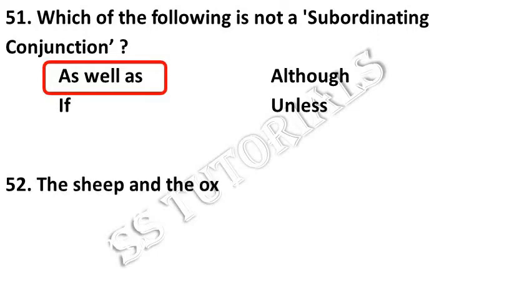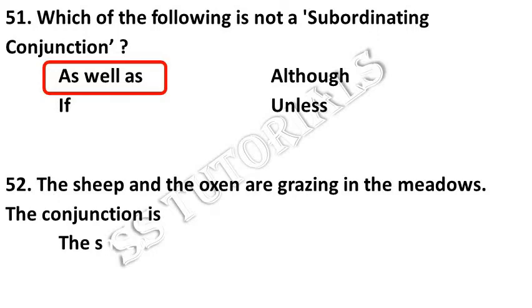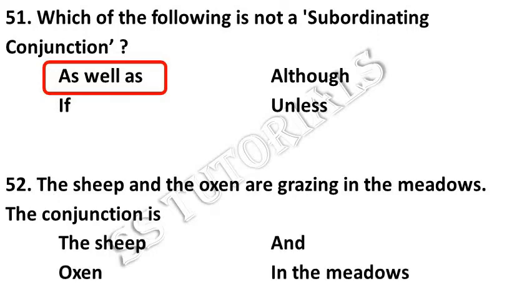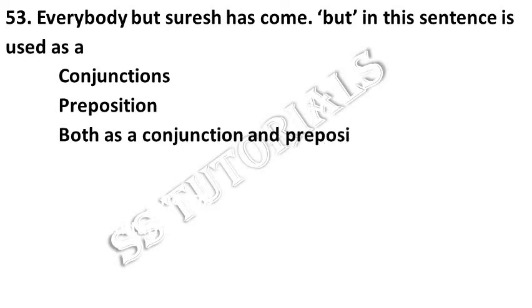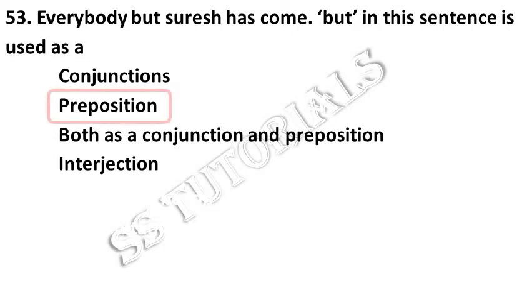The sheep and the oxen are grazing in the meadows. The conjunction is dash. Answer: and. Everybody but Suresh has come. But in this sentence is used as the dash. Answer: preposition.